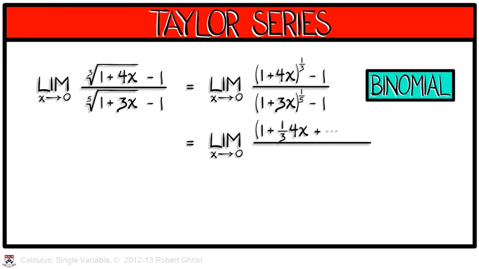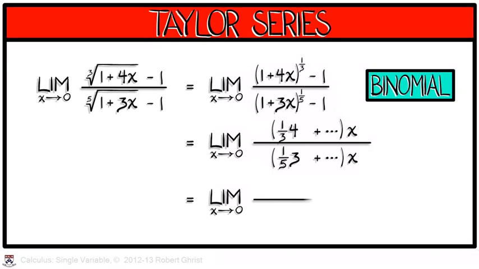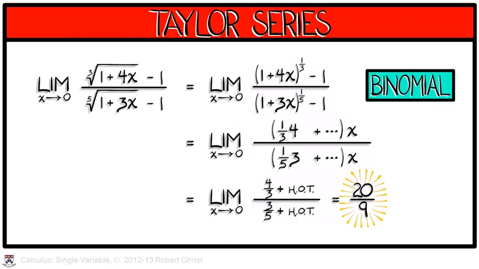Applying that gives us 1 plus 1/3 times 4x plus higher order terms. Subtract 1. In the denominator, 1 plus 1/5 times 3x plus higher order terms. Subtract 1. Those subtractions get rid of the constant terms. We're left with terms that all have an x in them. We factor that out, and then the leading order terms are 4/3 in the numerator and 3/5 in the denominator, yielding an answer of 20/9.